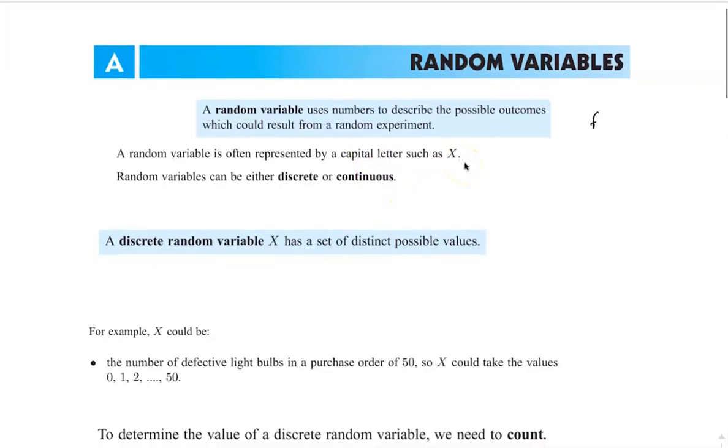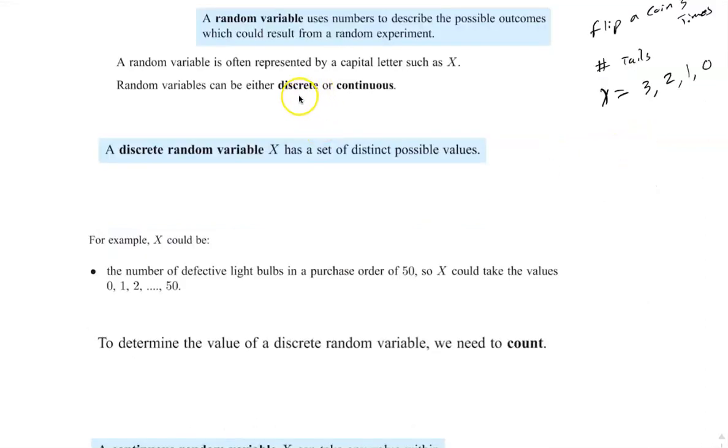If we flip a coin 3 times, the random variable is not going to be heads or tails. What it is, is something like the number of tails or heads. So if I flip a coin, my random variable X could be: I could get tails 3 times, 2 times, 1 time, or 0 times. It could be all heads. That's what X represents, the number of times you get a certain value. So it's not heads or tails, it's the number of times you get a certain thing.